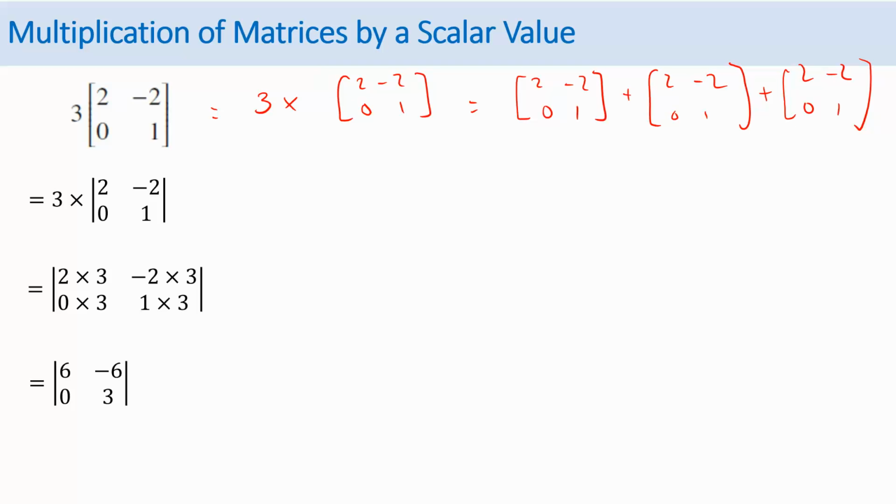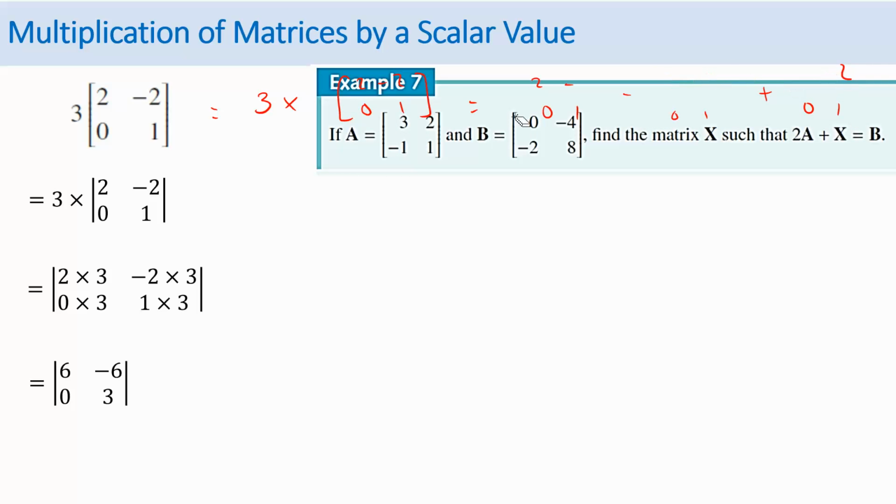Now, this is what I want you to do. I want you to have a go with this example. So in this example, they tell you what matrix A is, they tell you what matrix B is, and they want you to find X, where 2 times A plus X equals B. Okay, so I want you to write it down. So we start off with 2A plus X. I want you to start off there and see if you can figure out what matrix X should be.